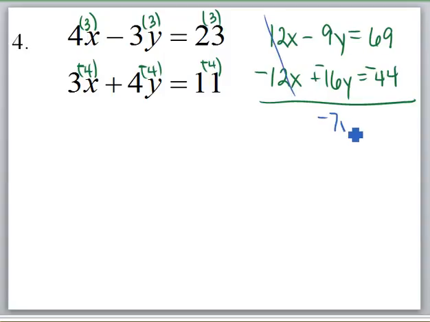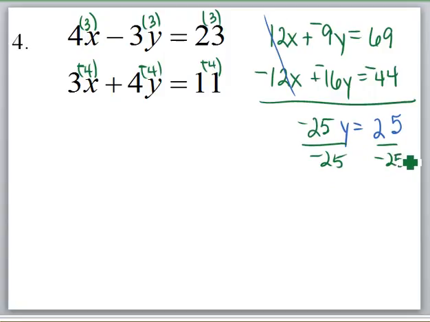This gives me -7y equals, this is a 25. And then oh wait, here's a mistake. I apologize. I nearly made a crucial mistake. This is actually a -9. So what I really have here is a -9 plus a -16. I always have to be careful of those negatives. So I end up getting a -25. So when I divide by -25 on both sides, I get y is a -1.